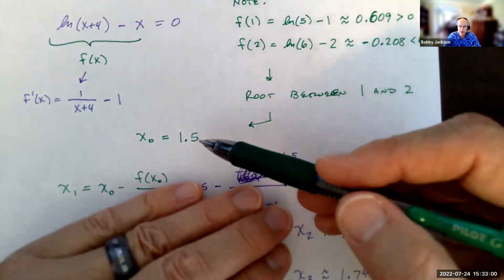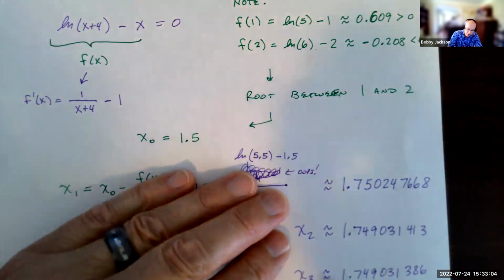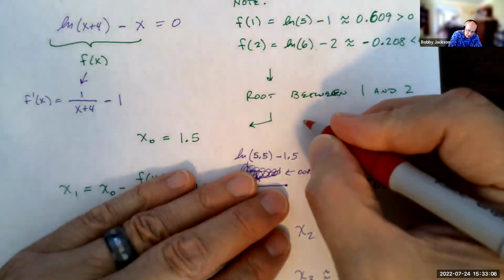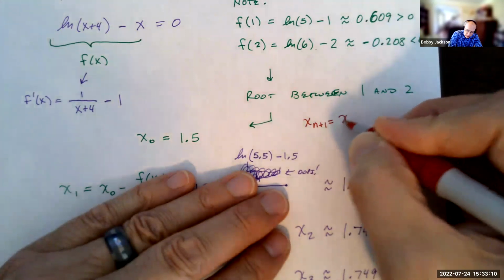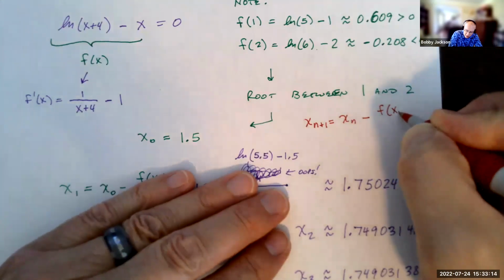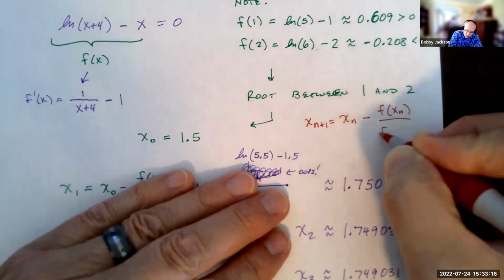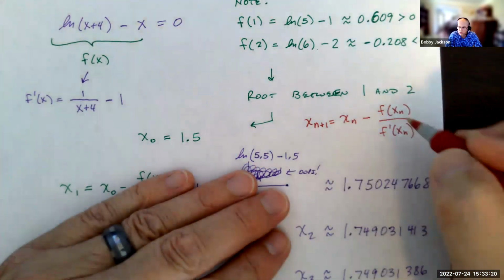I'm going to choose my initial guess. x sub 0 is 1.5. And remember, we're going to use Newton's method, and so Newton's method is this method. The next iteration is the previous iteration minus f of that previous iteration divided by the derivative evaluated at that previous iteration. So that's Newton's method, right?